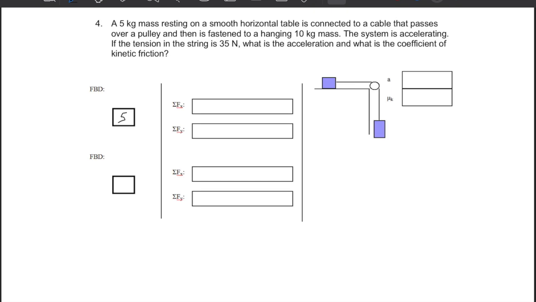Number 4, the final problem of the day. We've got 5 kilogram mass resting on a smooth horizontal table, and then we've got a 10 kilogram mass hanging. We're going to do our free body diagrams for each and our net force equations. It does tell us that the tension is 35 newtons, so I'm just going to show that symbolic cut and saying that the tension in my rope is 35 newtons.